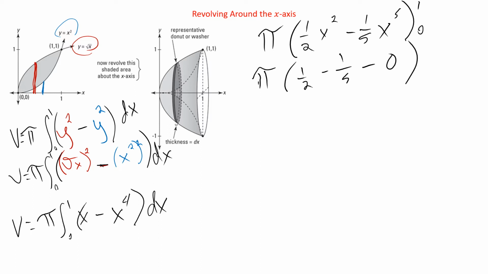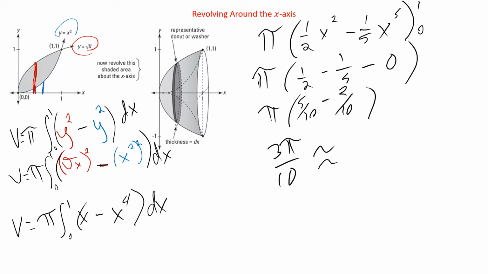So 1/2 minus 1/5, this would be a 5/10 minus 2/10 is 3/10 times pi, gives us 3 pi over 10, which is about equal to 0.9425 or so. So we have the exact answer, and we have the approximate, which is the decimal.